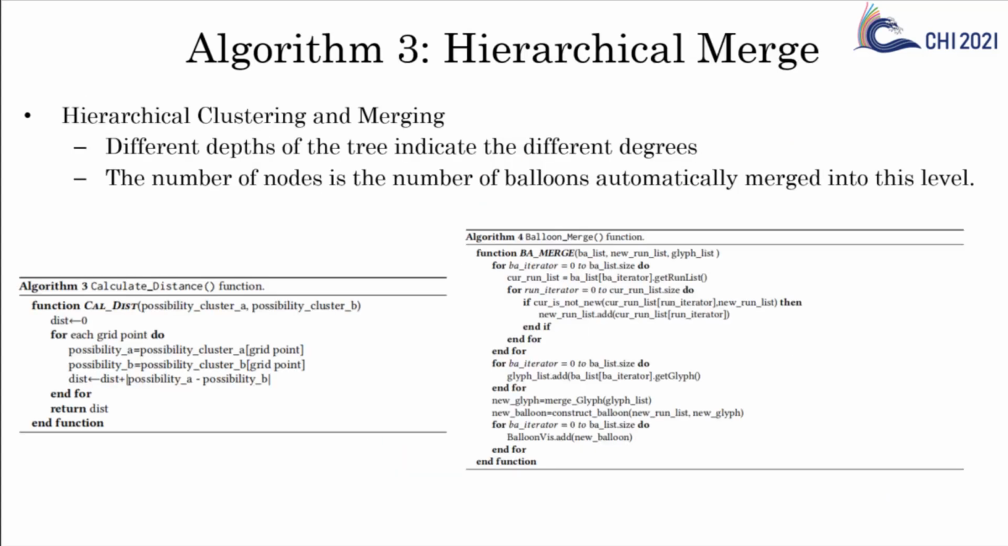We design a hierarchical clustering algorithm to merge balloons, which can further reduce the visual clutter. We define and calculate the distance of each pair of balloons.